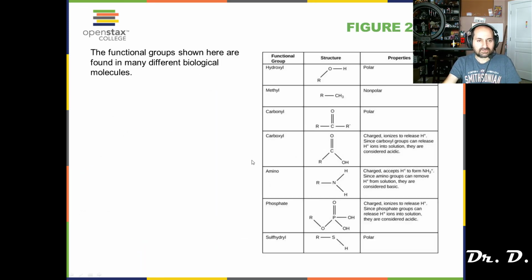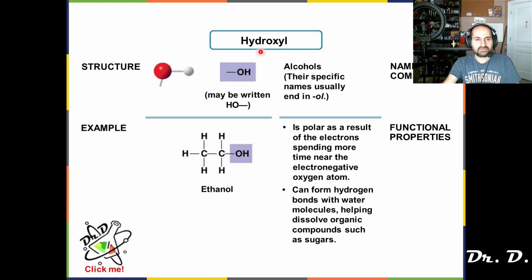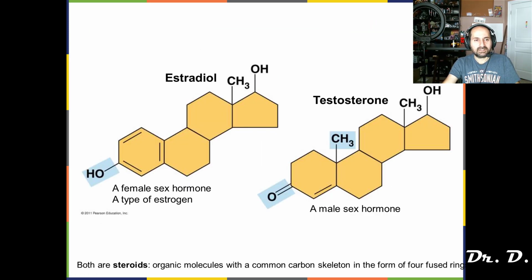Anyway, so the first functional group is called the hydroxyl group. It is when you have an OH or maybe written HO connected to your backbone. This is special because it makes you an alcohol, and alcohols usually end in -ol. Okay, so technically, look, estradiol. Estrogen's technically an alcohol, and actually testosterone is actually also technically an alcohol, though it doesn't end in -ol.